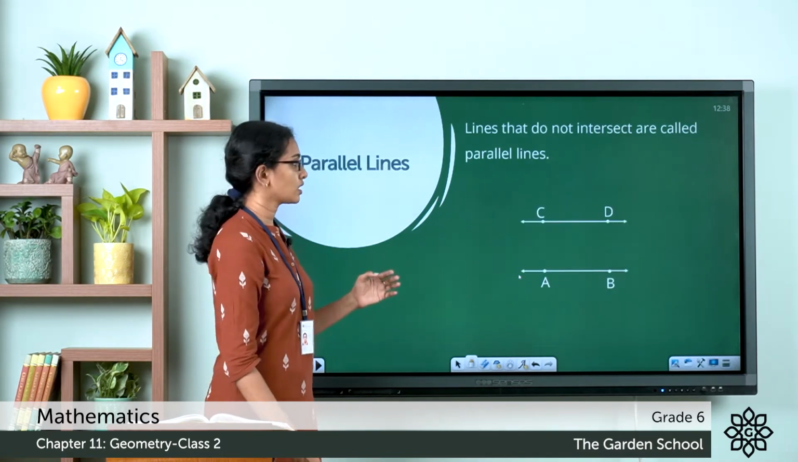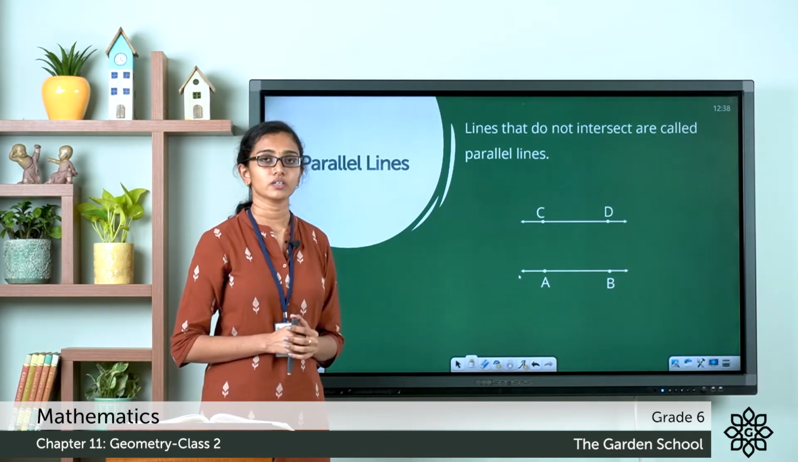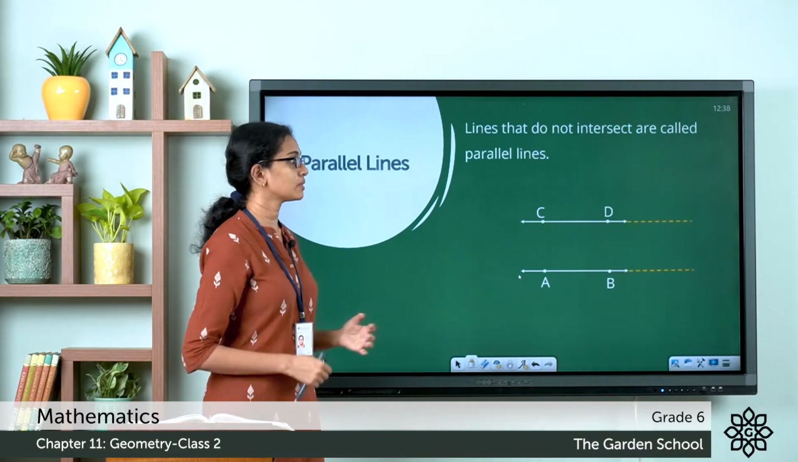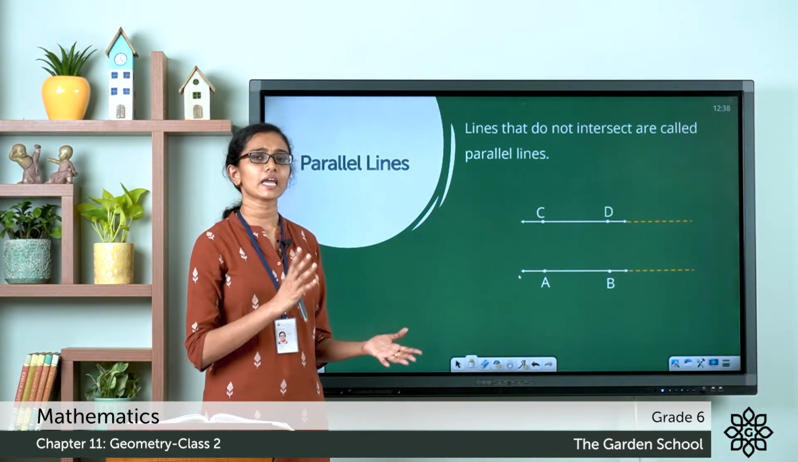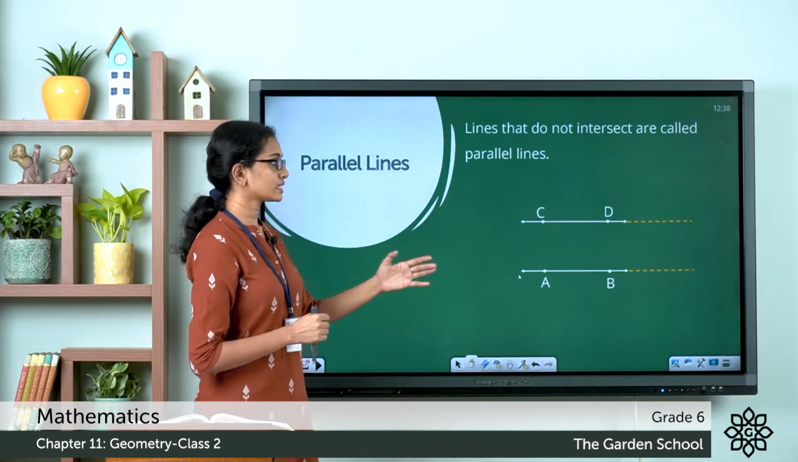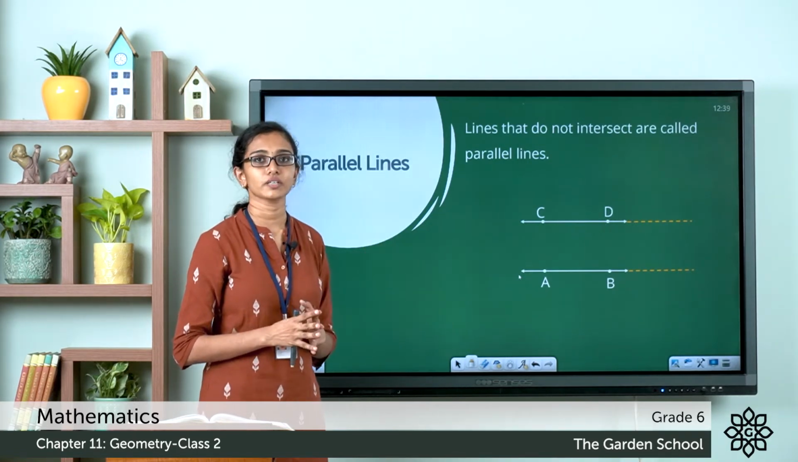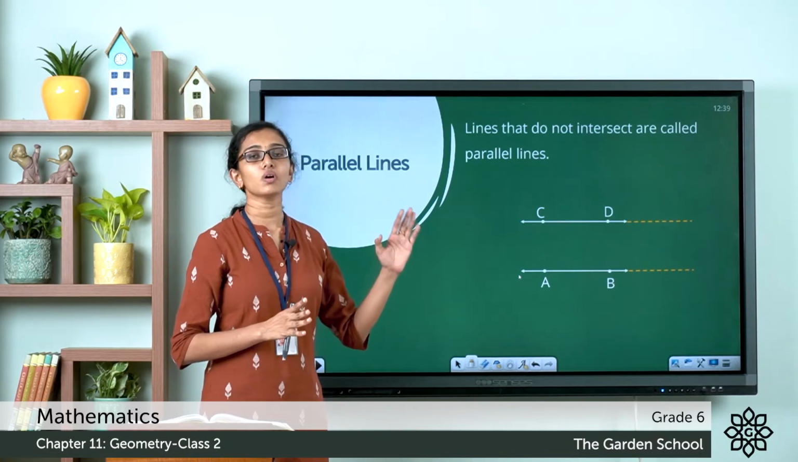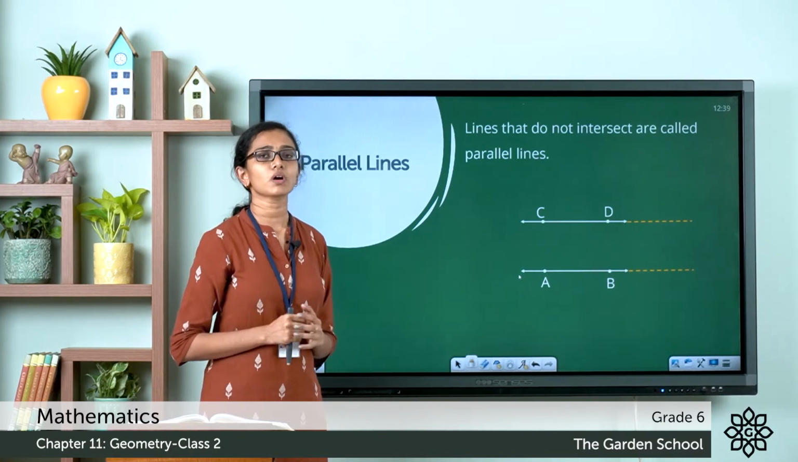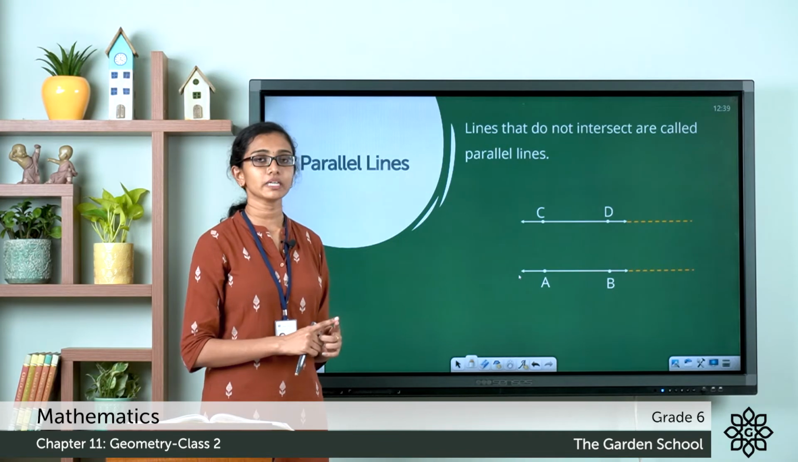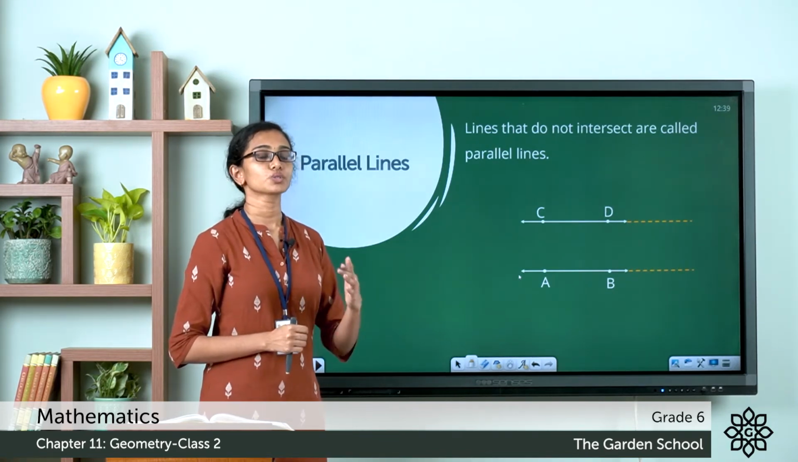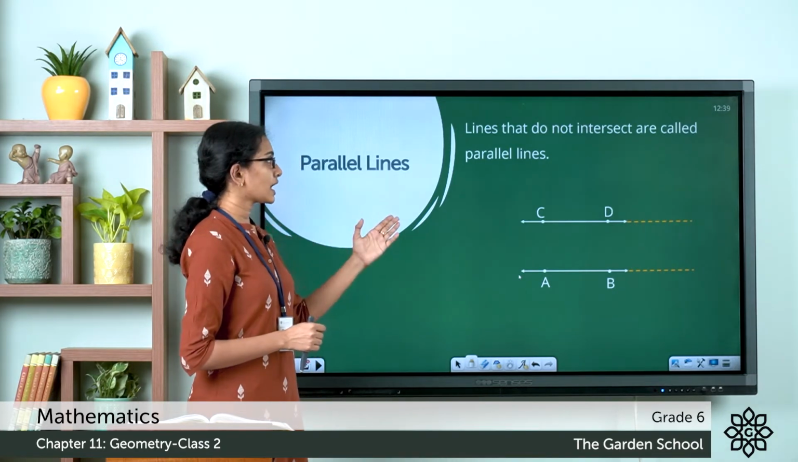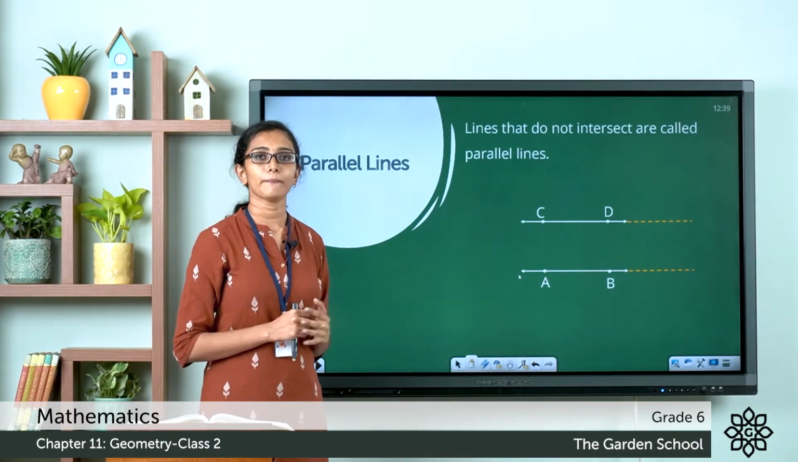Then what about these 2 lines you see here? Do you think they will meet? Do you think they will intersect? What if I extend them like this? No. They do not seem to be intersecting or meeting at any point. So lines like these that do not intersect each other are called parallel lines. Will they have a common point? No. They will never meet each other or intersect each other, and hence they will not have a common point. So what are parallel lines? The lines that do not intersect are called parallel lines.